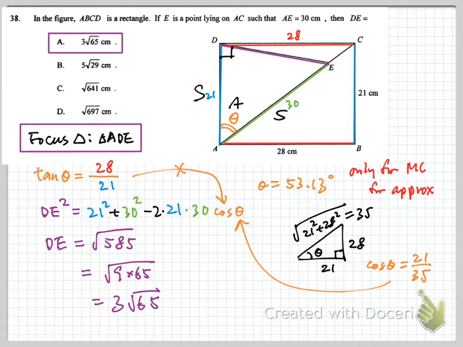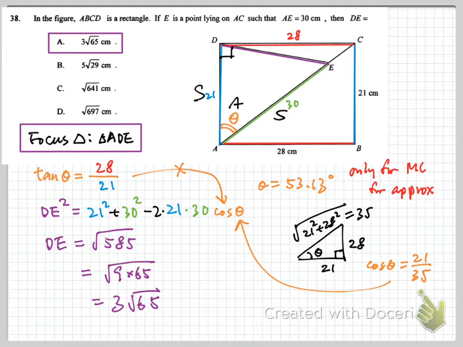So let us review this question. There are two important things in this question. Number one is the idea of the focus triangle. We want to obtain the triangle where we have 3 pieces of information. If you have 3 pieces of information, you can solve for the other 3. And this is the first point.